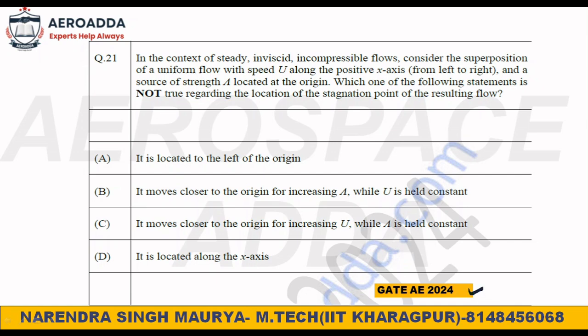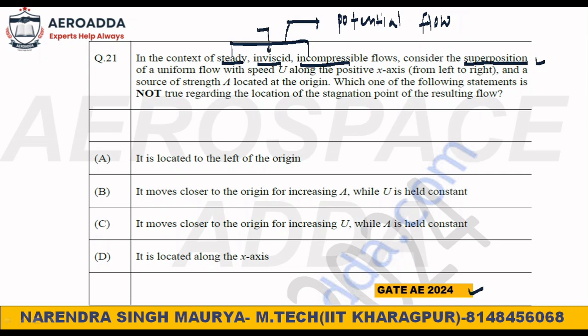What they said: in the context of steady, inviscid and incompressible flow, this is nothing but potential flow. Very good, potential flow. Consider the superimposed flow I have taught you. Inviscid, irrotational flow. Yes, inviscid is irrotational. I told you many times that inviscid is irrotational, and why inviscid is irrotational, that also I have explained many times, if you watch the previous classes lectures.